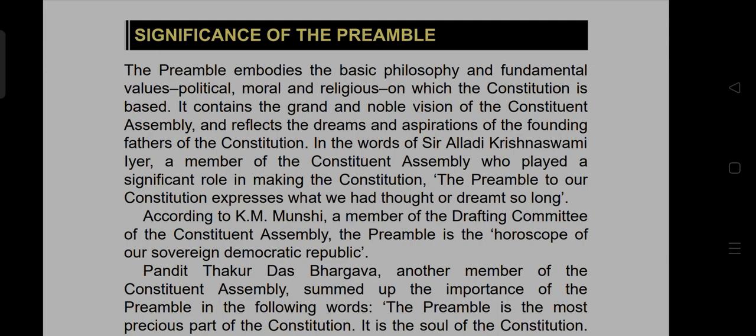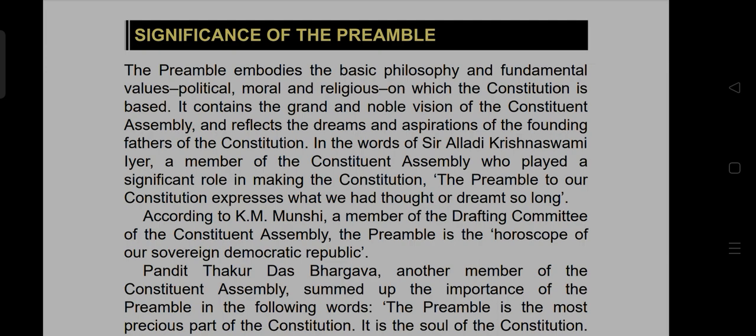Significance of the Preamble. The preamble embodies the basic philosophy and fundamental values, political, moral, and religious, on which the Constitution is based. It contains the grand and noble vision of the Constituent Assembly and reflects the dreams and aspirations of the founding fathers of the Constitution. In the words of Sir Alladi Krishnaswamy Iyer, a member of the Constituent Assembly who played a significant role in making the Constitution, the preamble to our Constitution expresses what we had thought or dreamed so long.